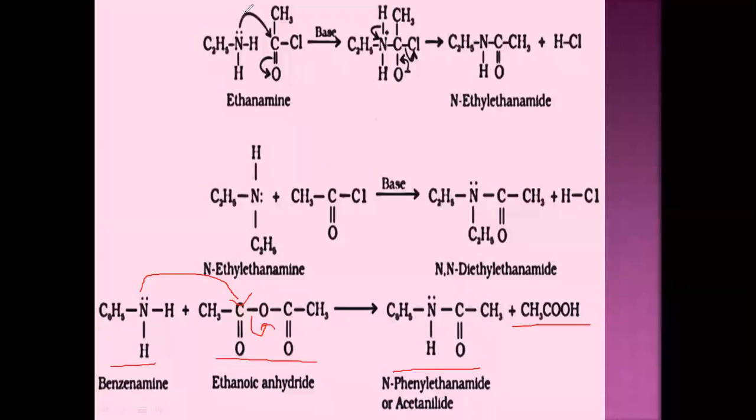Now this is the acylation of amines. This reaction is known as acylation of amines. The acyl group reacts with primary and secondary amine to produce an amide linkage, to produce an amide product.